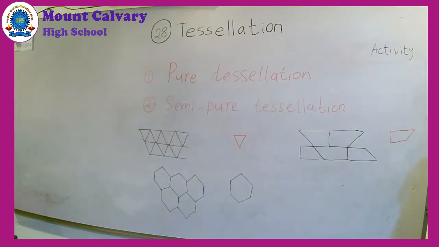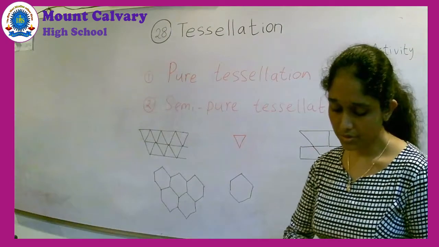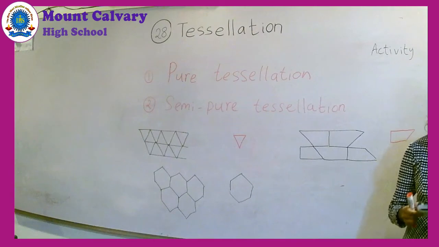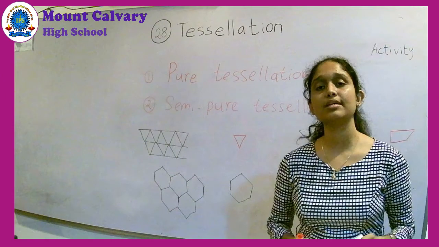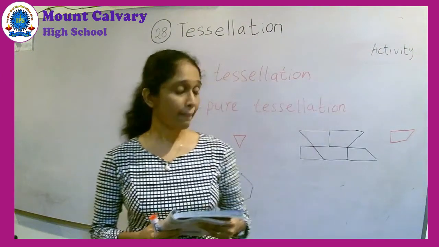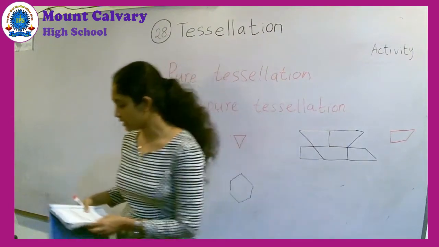Okay. So now we'll see what is called a pure tessellation. Tessellation that is done using just one shape is called pure tessellation. Yes, in this figure there should be only one shape, one particular shape.